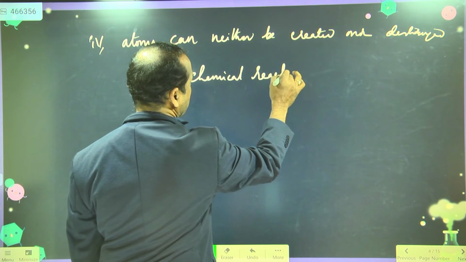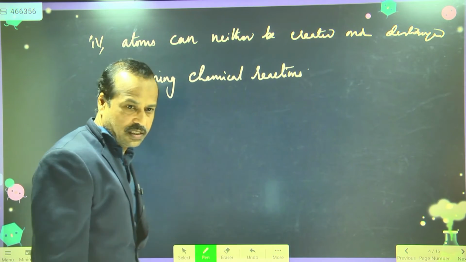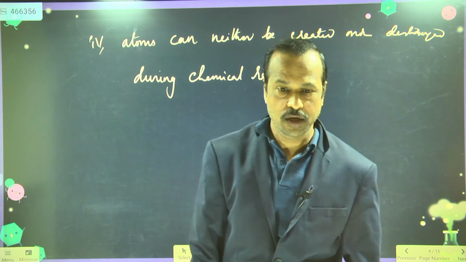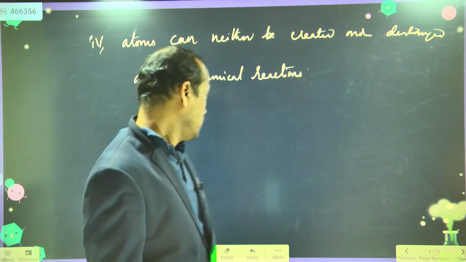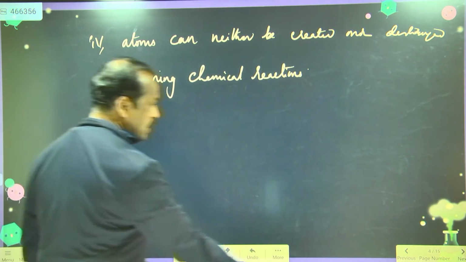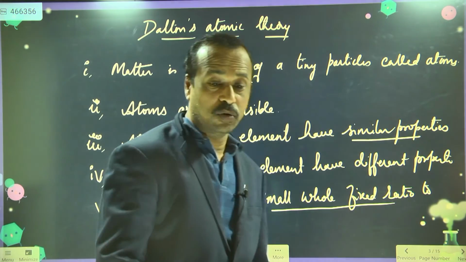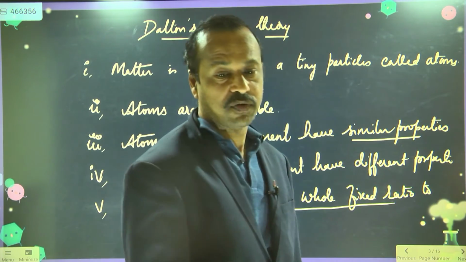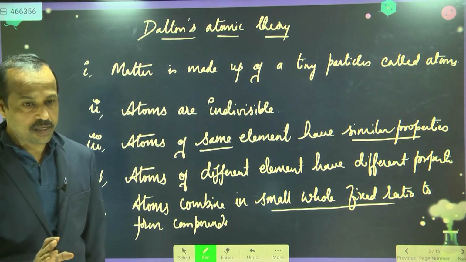So this is the concept of Dalton's atomic theory. Okay, this is known as Dalton's atomic theory. Once again I'll explain all this, and you have to note all the points, and learn at least one point here itself, read it three times, so that it will be easy for you.